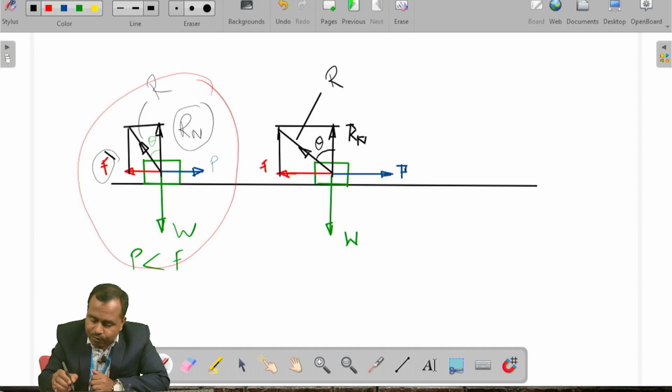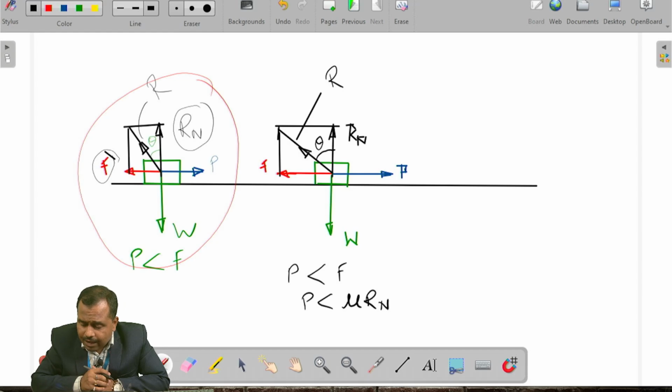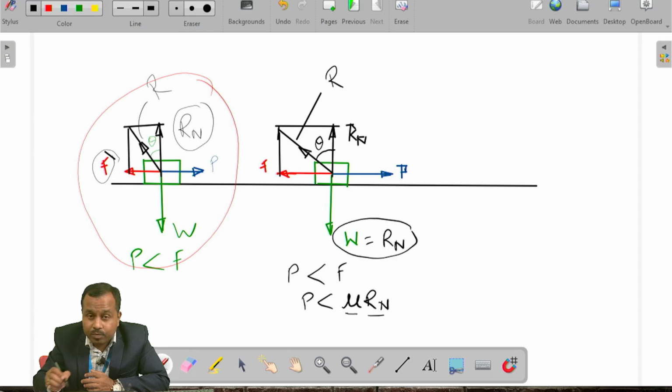Because whatever the applied force P, it is less than F, which is the product of mu into Rn. As we know that the mu is a constant value, which is the coefficient of friction, and Rn is the normal reaction offered by the plane, which is again a constant value, and it depends on the load W. Okay, so finally I am going to increase my efforts so that I will move the box.